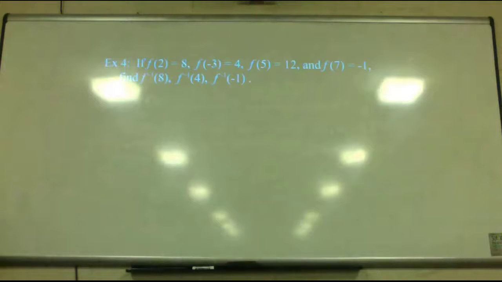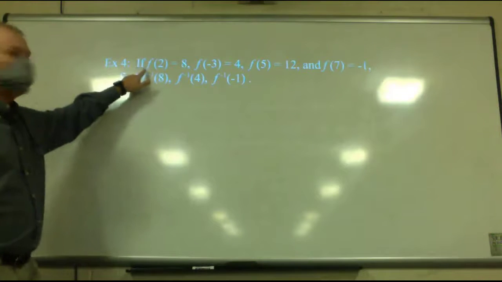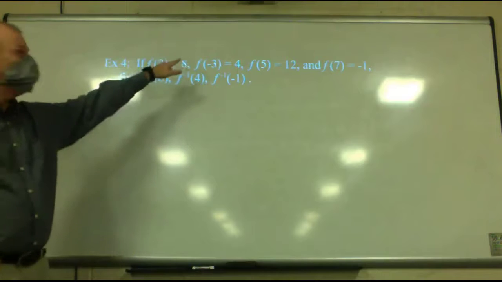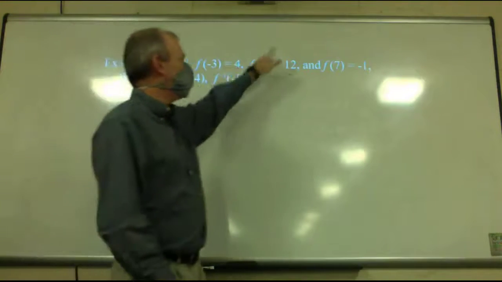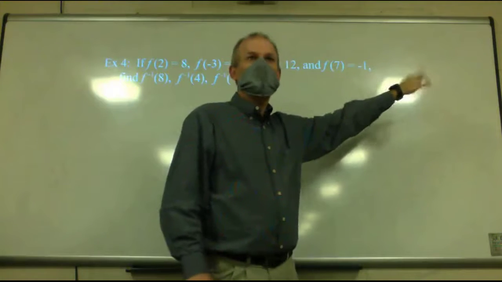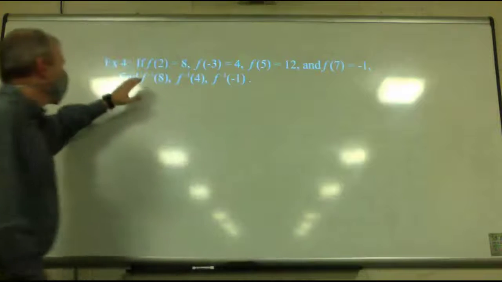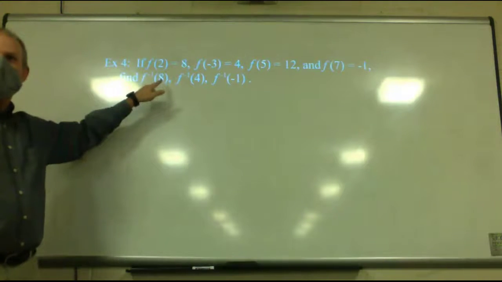Okay. So here's our information. F sends 2 to 8. It sends -3 to 4. It sends 5 to 12. And it sends 7 to -1. So here's the question. What would f inverse of 8 be?